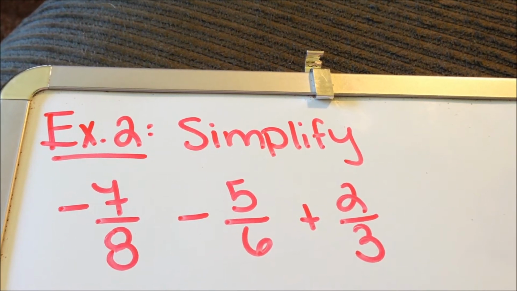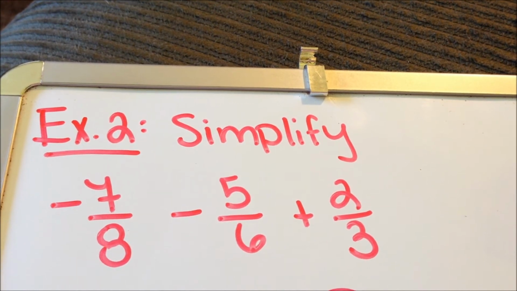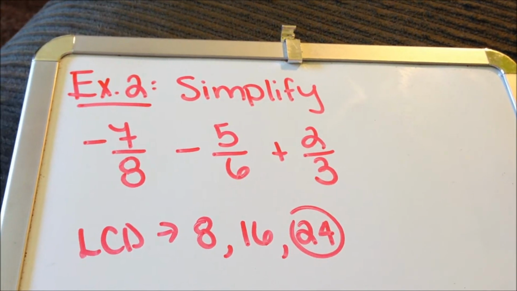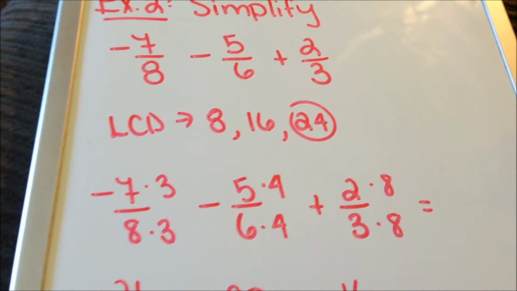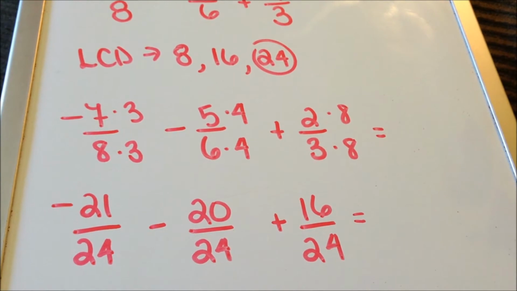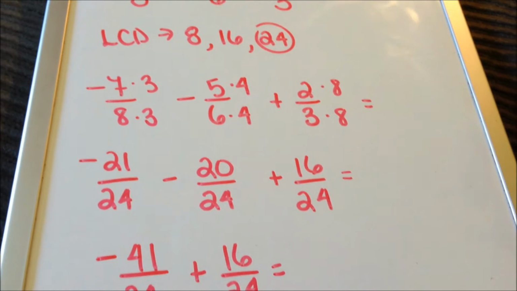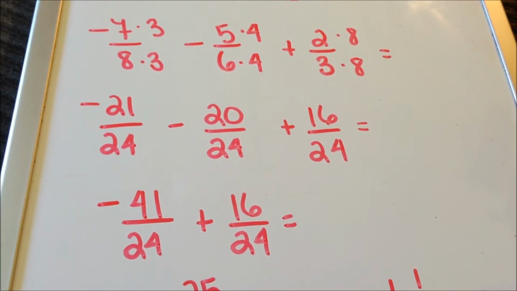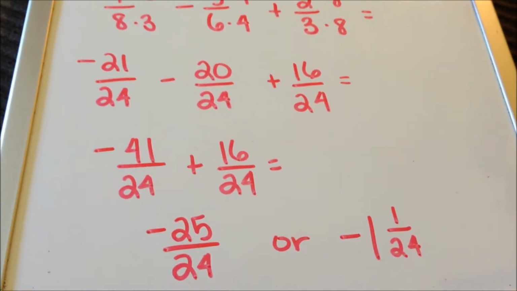Example 2. Simplify the rational numbers negative 7/8 minus 5/6 plus 2/3. Let's start by determining the LCD. It's 24. Next, let's create equivalent fractions with the common denominator. Our new fractions are negative 21 over 24 minus 20 over 24 plus 16 over 24. Negative 21 minus 20, same sign, so sum, we end up with negative 41 over 24 plus 16 over 24. Different signs, so subtract, we end up with negative 25 over 24.